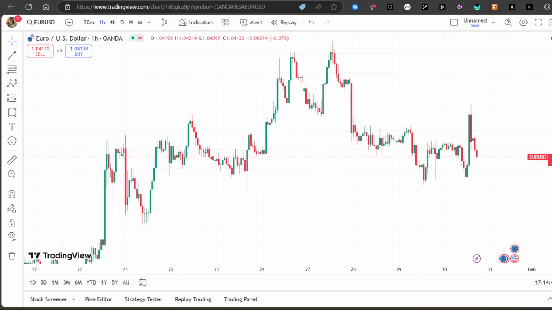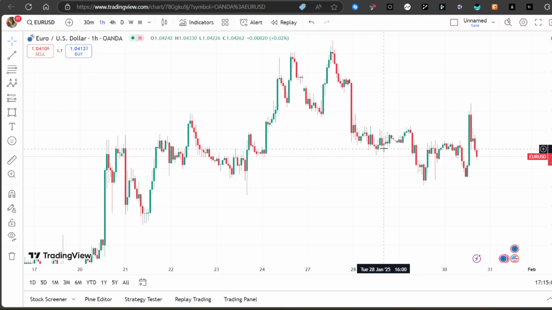If you are looking for a way to take your technical analysis to the next level, then you are in the right place. In this video, we are just going to be diving into how to use the best support resistance indicator on TradingView to improve your trades.